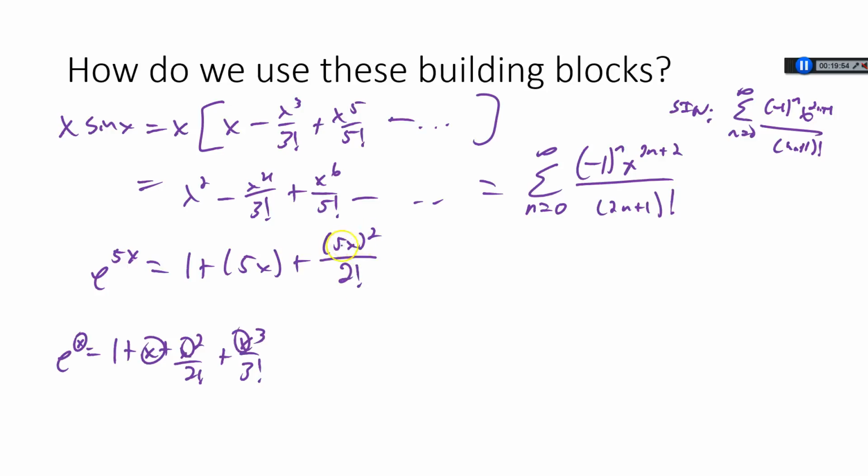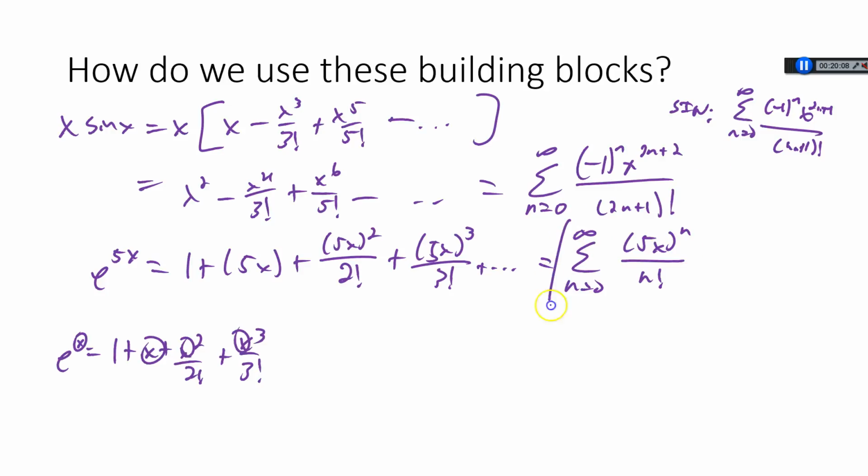Now you could do this as 25, but leaving it like this is so much easier to do the general term. 5x cubed over 3 factorial, and that'll go on forever. So that would be the sum from n equals 0 to infinity, 5x to the n over n factorial. So much easier to do that way.